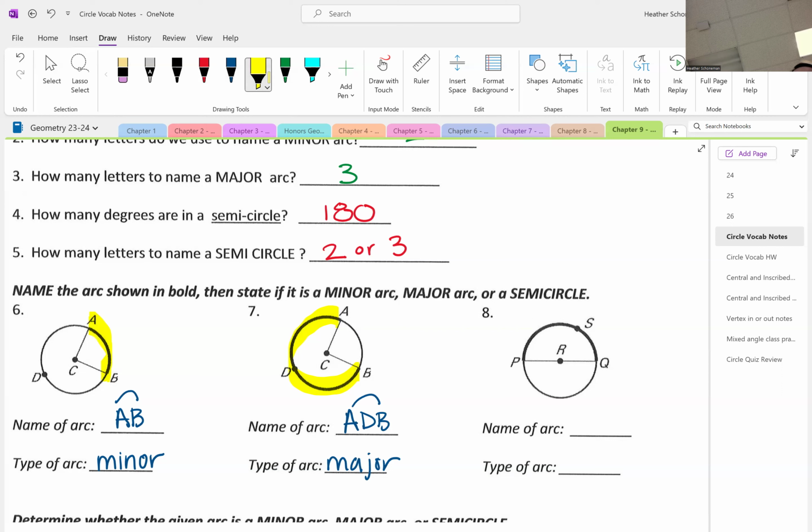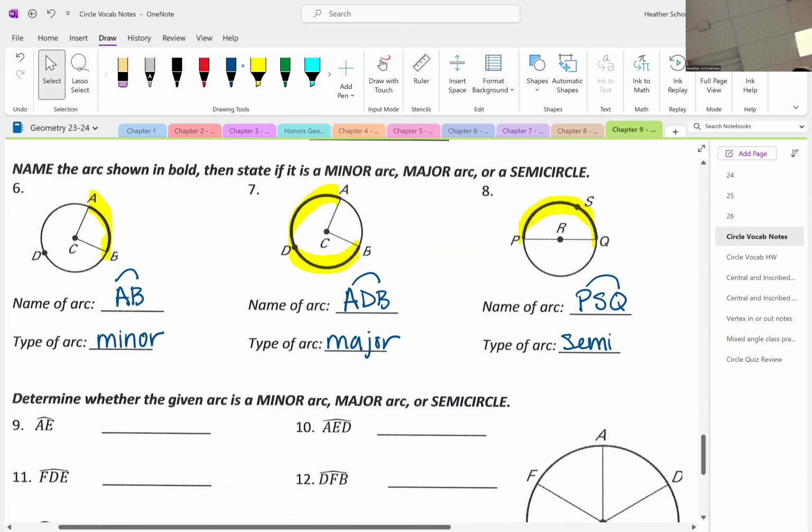This last one, they want this arc right here. So it is half a circle. So it is a semicircle, but they don't want just any half. They want the top half. So since there's a specific half they want, we need to use 3 letters. So when I highlighted, I started at P, went through S, and ended at Q.